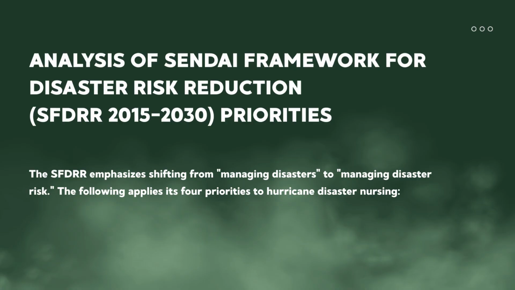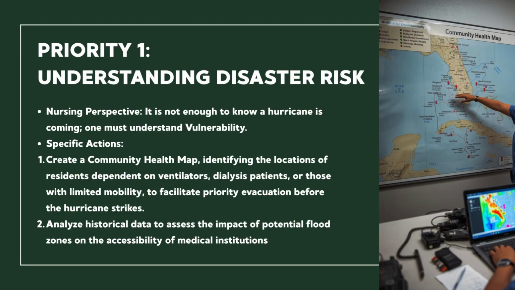Now, how do we manage all these risks without losing our mind? Enter the Sendai framework. Think of it as our survival guide. It has four priorities. Priority 1. Understand the risk. It's not enough to watch the weather channel. We need to know who is vulnerable. If we don't know where our bedridden patients are, we are just guessing. And in nursing, guessing is generally frowned upon.